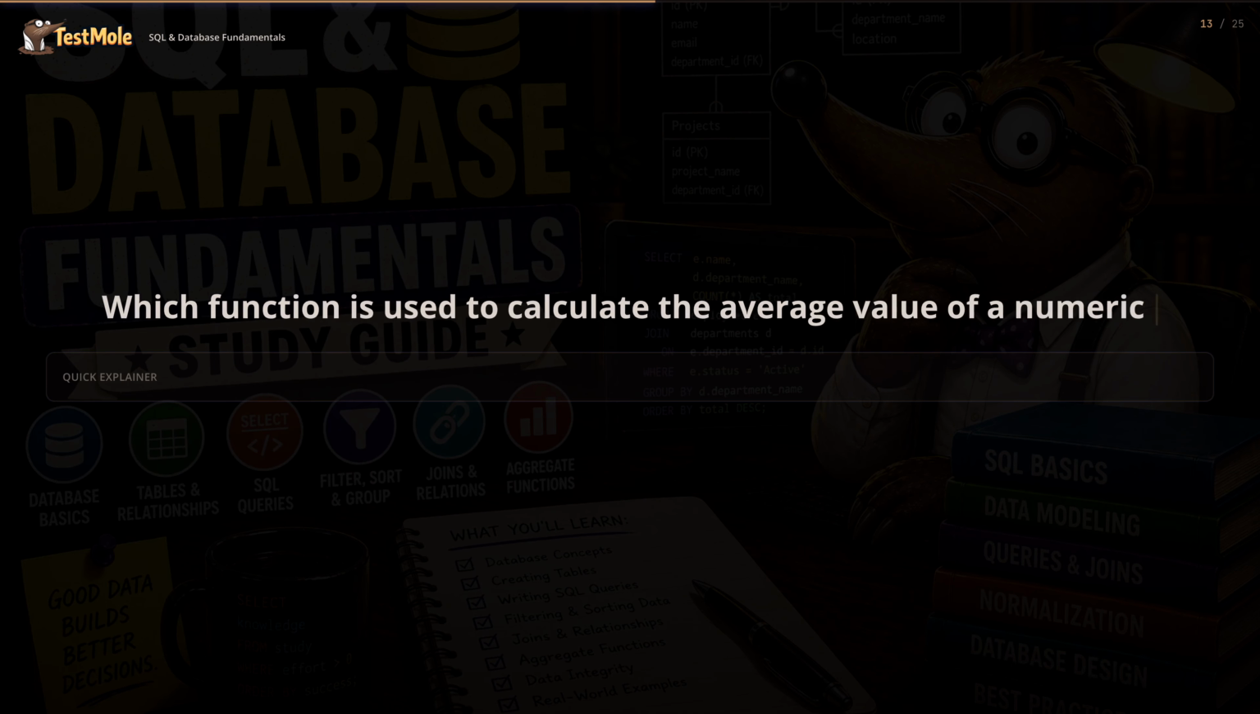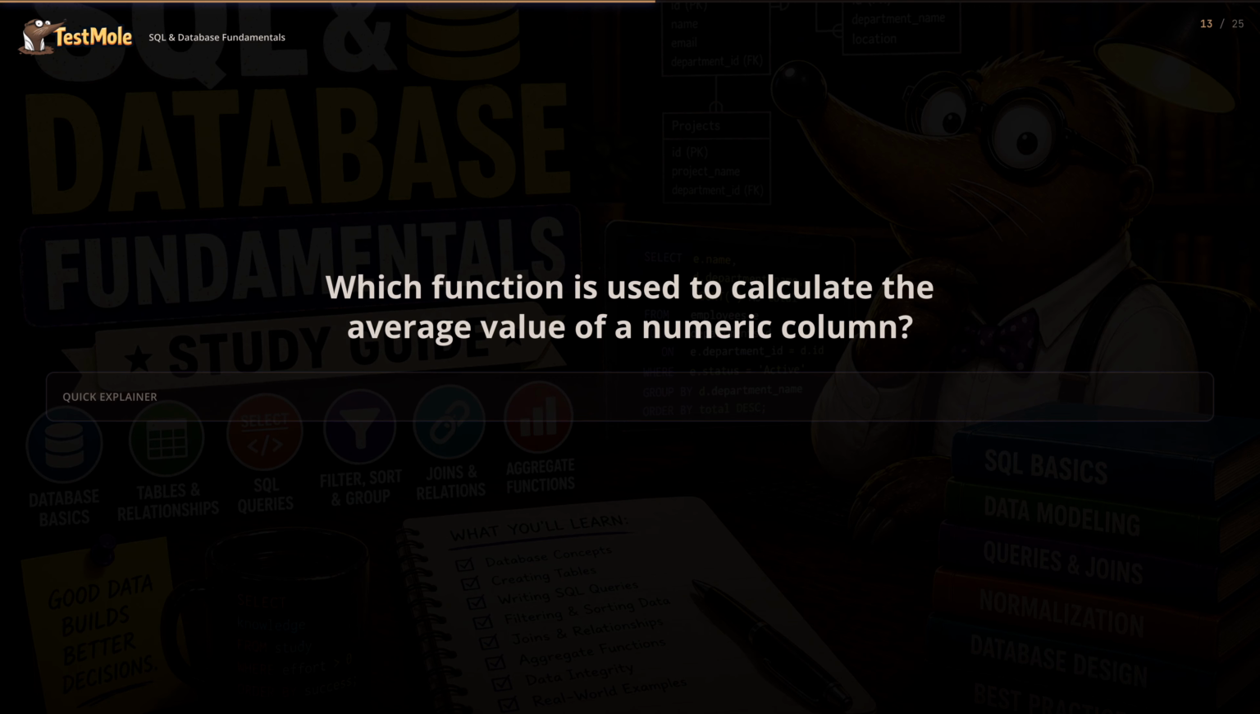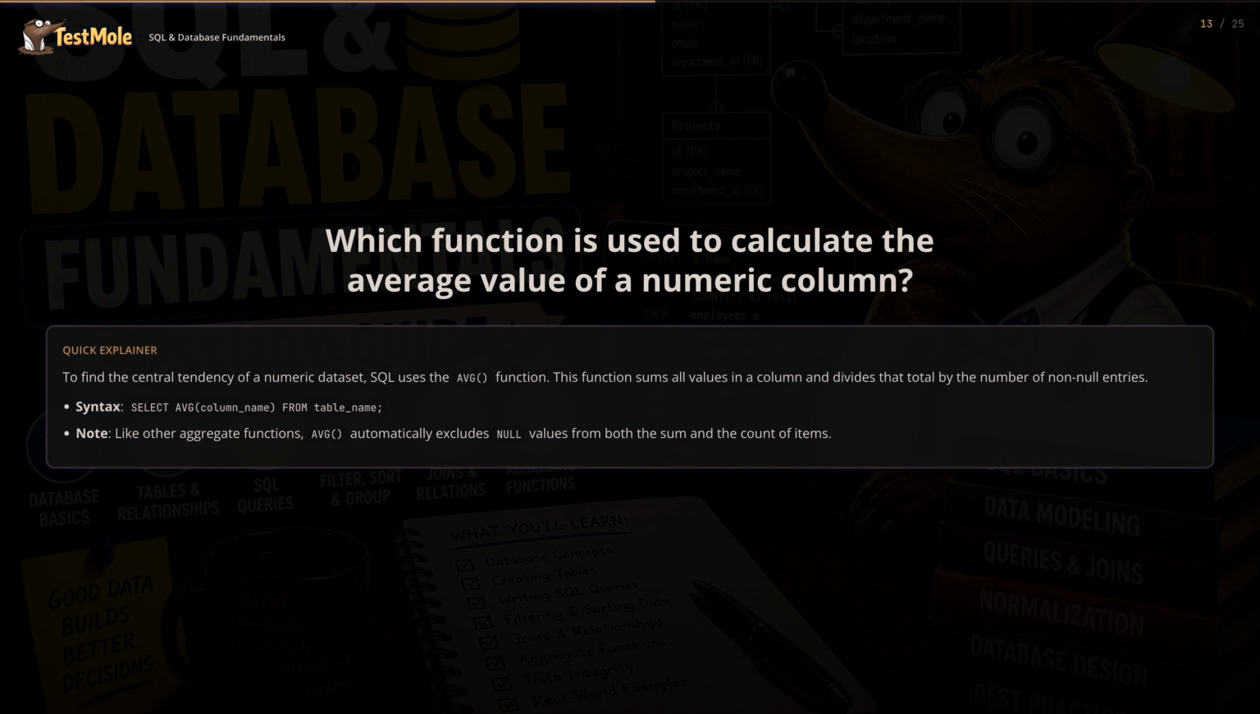Which function is used to calculate the average value of a numeric column? To find the central tendency of a numeric dataset, SQL uses the avg function. This function sums all values in a column and divides that total by the number of non-null entries. Syntax: select avg(column_name) from table_name. Note, like other aggregate functions, avg automatically excludes null values from both the sum and the count of items.